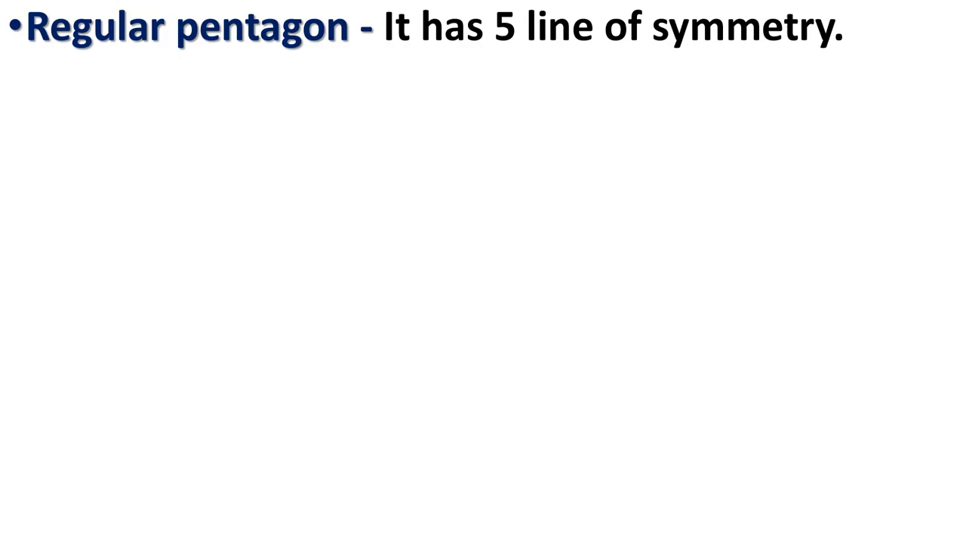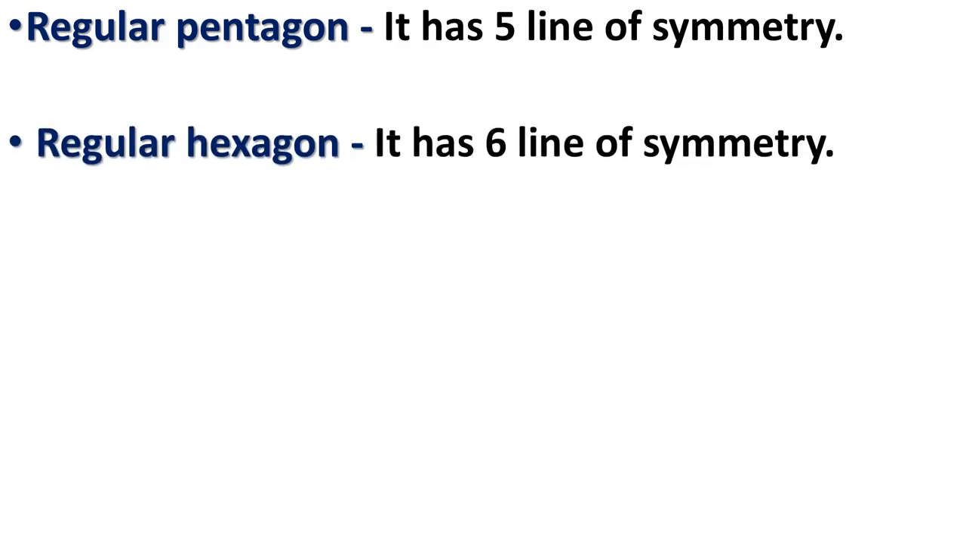Then regular hexagon. A regular hexagon has six lines of symmetry. Hexagon has six sides. Regular means all the six sides equal. So when we join a line from one vertex to the midpoint of the opposite side of that vertex, we will get the line of symmetry.